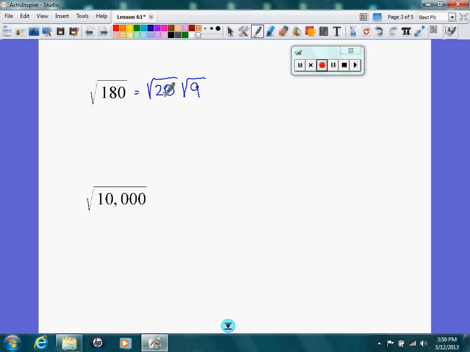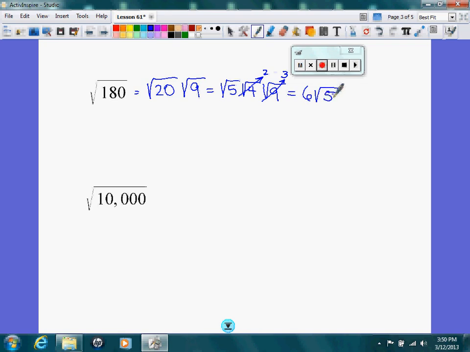But 20 also has a factor that has a perfect square root. So we could write this as the square root of 5 times the square root of 4 times the square root of 9. Well, we know the square root of 4 is 2. Square root of 9 we know is 3. And 2 times 3 is 6. So we could simplify this radical, the square root of 180, as 6 times the square root of 5.